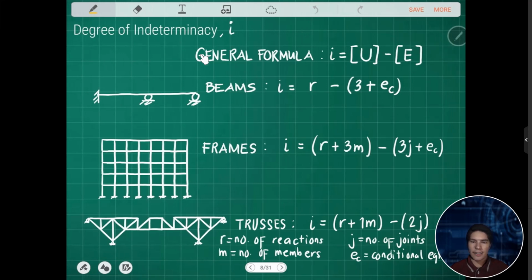So mostly for beams, if you want to find out if it is indeterminate or determinate, we can use the formula I equals r minus 3 plus EC. And for frames, we have I equals 3m plus r minus 3j plus EC. And for trusses, we have m plus r minus 2j.